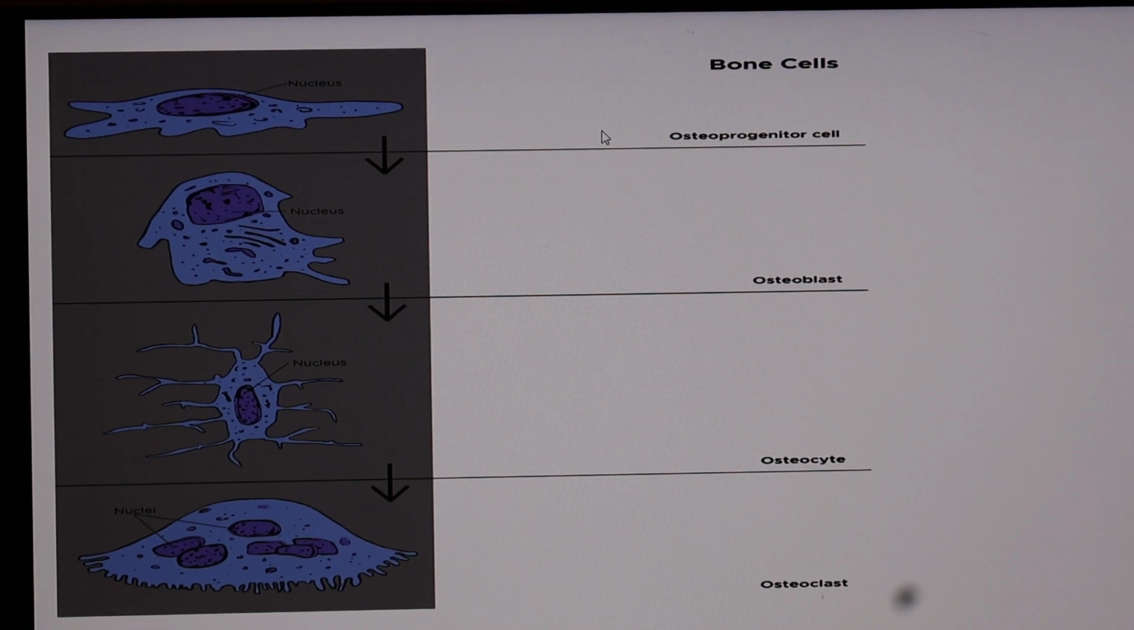This is another picture. It just shows anatomically how these bone cells differ. This is the osteoprogenitor. This is how it looks. One nucleus. Osteoblast, one nucleus. Sorry, osteoblast is the immature cell. And then the osteocyte is the mature cell, also with one nucleus. And the osteoclast, which is the scissors, has more than one nucleus.